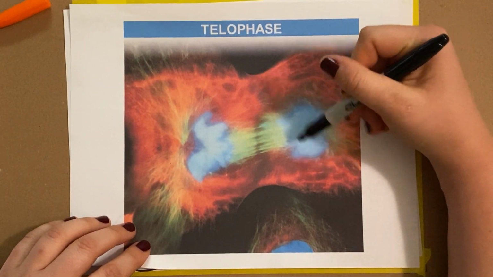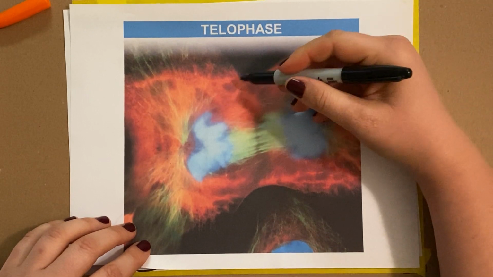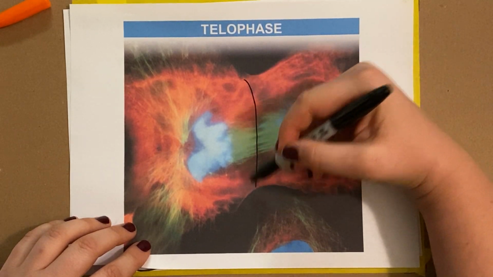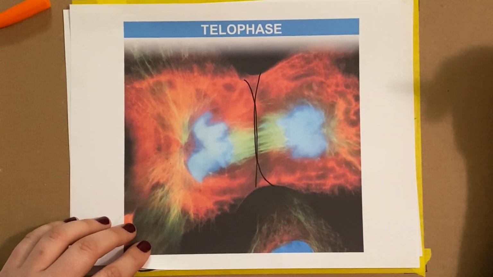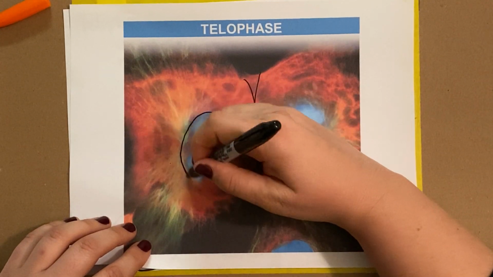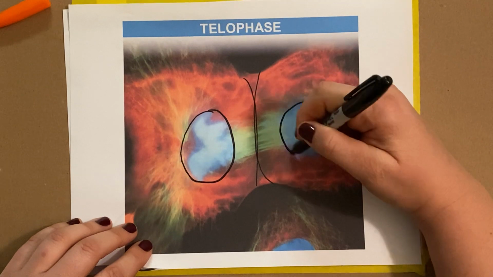So you kind of start to not see the individual chromosomes anymore. We're going to start to have a major division taking place. And so these will no longer be connected to each other. And the nucleus will form around the chromosomes.